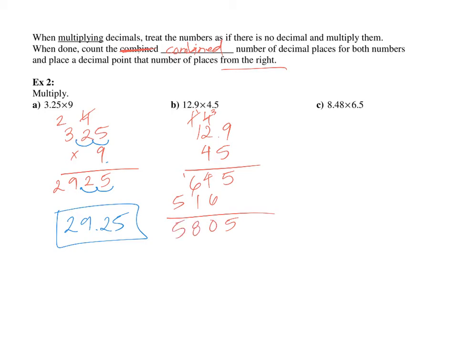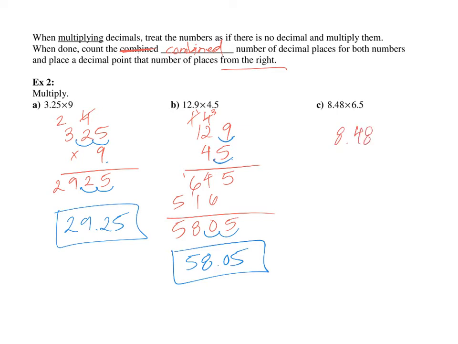All right, count the number of decimal places. I have 1 here, counting to the right. I have 0 here. Oh, sorry, I do have 1. So I have 2 decimal places combined. So I count from the right, going left, 1, 2, answer is 58.05.